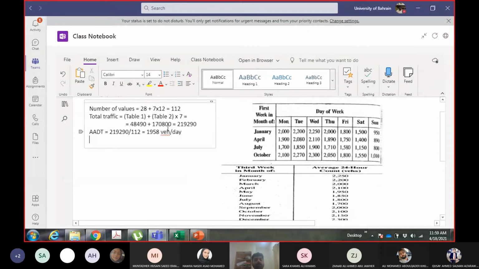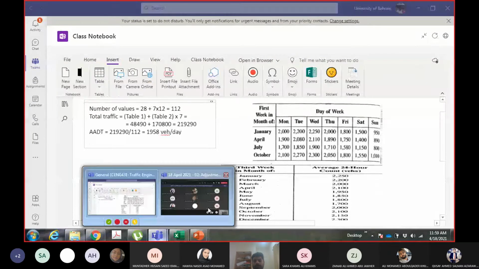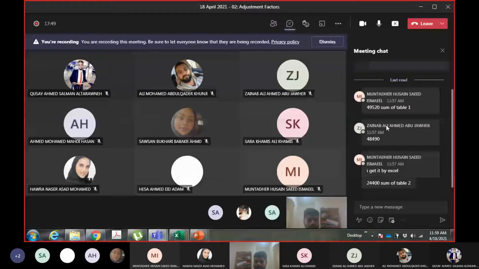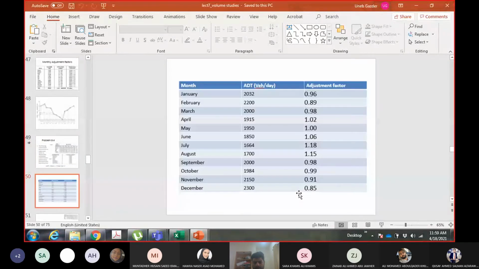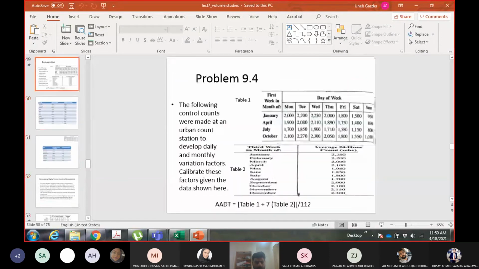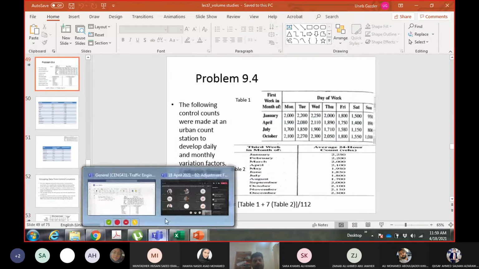Okay, now let us calculate the adjustment factor for each day of the week. Is there some problem? 24400. I don't know. The average seems correct. I did not write the average, but it seems correct. Okay, you can later on check with the values. No problem with that.